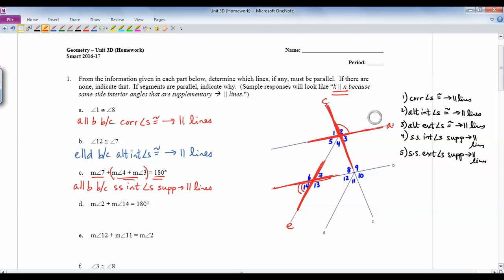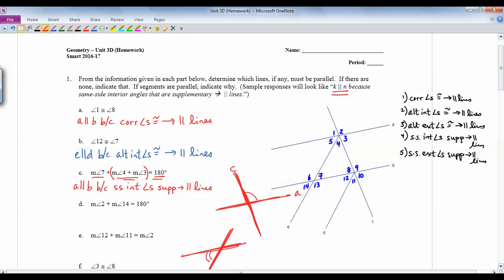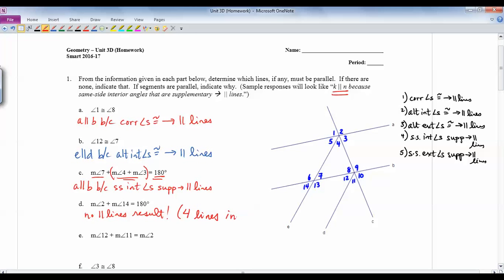Well, if you look at this, there are 4 different lines involved here. The angles aren't really connected in any real way. So since it involves 4 different lines, this is no parallel lines result. They might equal 180, but that doesn't force any lines to be parallel. And I'll put in parentheses here a little note: 4 lines involved, not 3.